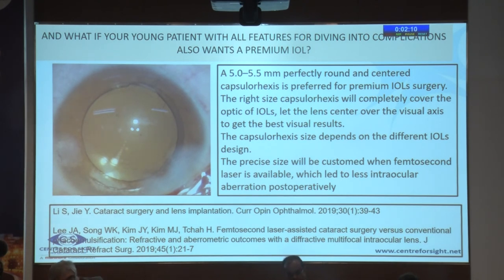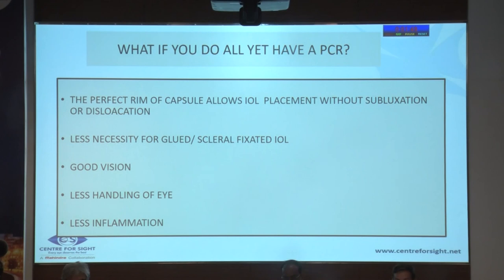Of course the capsular rhexis will depend upon different IOL designs. We're not going into that. The precise size will be customized with femtosecond lasers available, and this also leads to less intraoperative aberration. We have already talked about the advantage of using flax for also up to 1.5 of astigmatism. So that also is good.